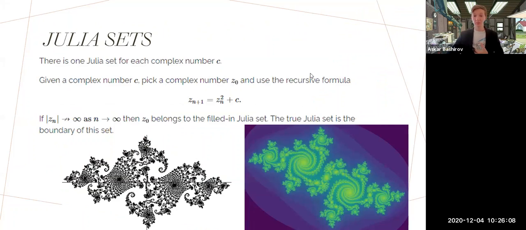So now it's going to be a Julia set. A Julia set is just a recursive formula that looks like this. For each number C, there is such a nice picture. We pick a number C, and then we check a starting point Z0. If the sequence for this Z0 and this recursive formula doesn't go to infinity, then we say that Z0 belongs to the Julia set, and we draw it, for example, black. If it doesn't belong, we draw it white.